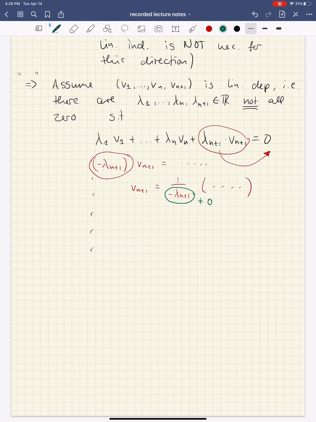I did have that not all are equal to 0. But that doesn't mean that all of them are not 0. It could be that just lambda 1 is not 0, but lambda_{n+1} could potentially be 0. So now we have to argue that this lambda_{n+1} cannot be 0. This is the first task we have to do here.